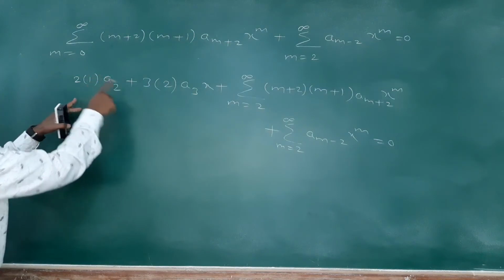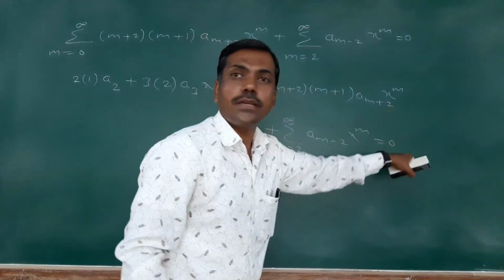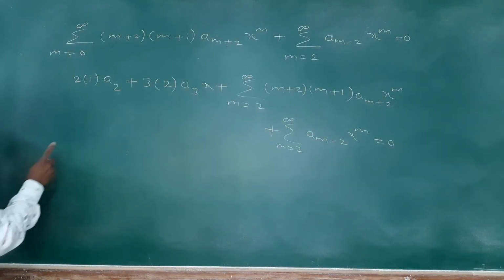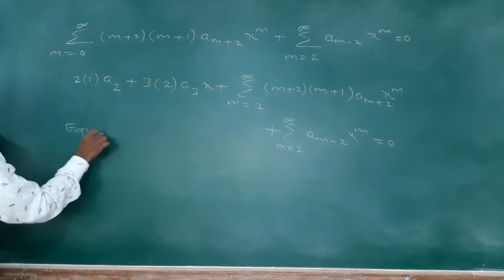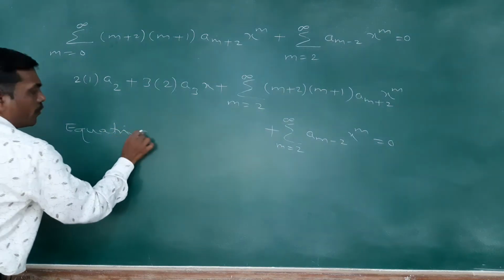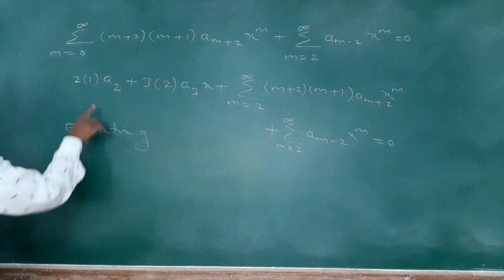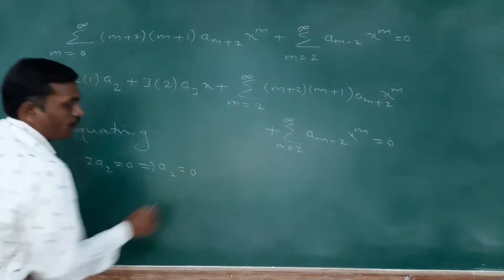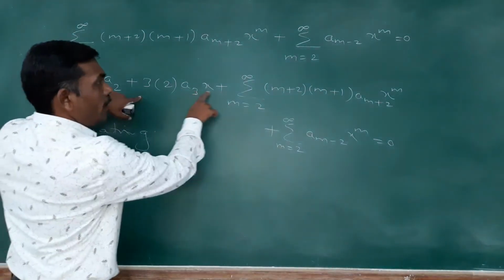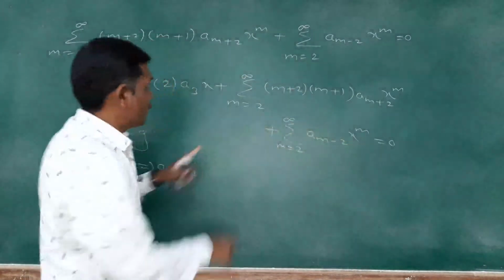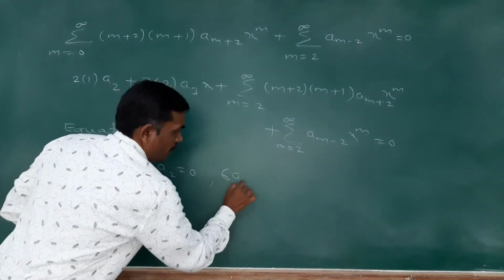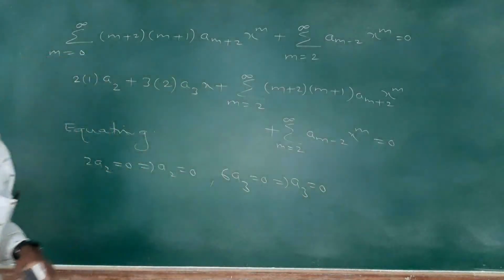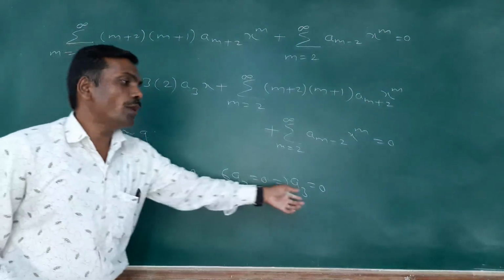Constant term, there is only one constant term here. You can see x everywhere, only one constant term. What is that? Twice a2, equating. Now here, twice a2 equal to 0, so I get a2 equal to 0. What about a3? a3 into x, there is only one term containing x. So here 6a3 is equal to 0, meaning a3 equal to 0. So I get two values straight away, a2 equal to 0 and a3 equal to 0.